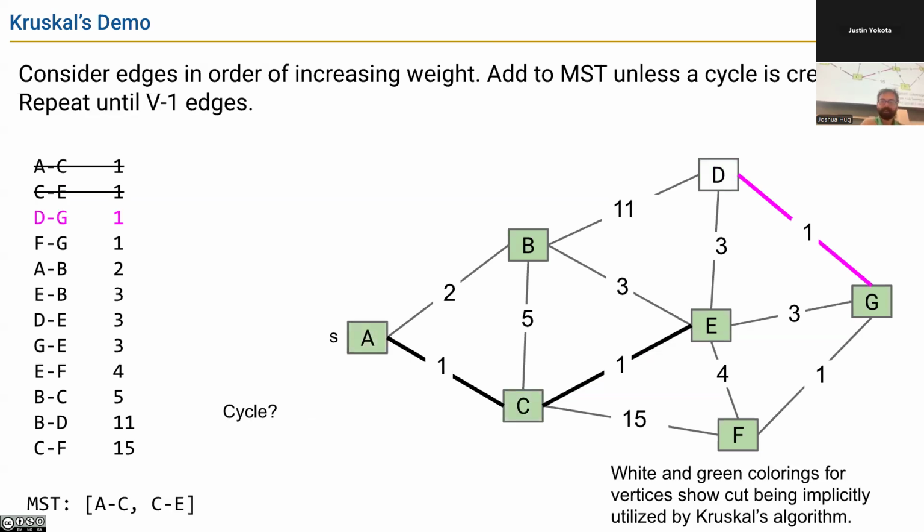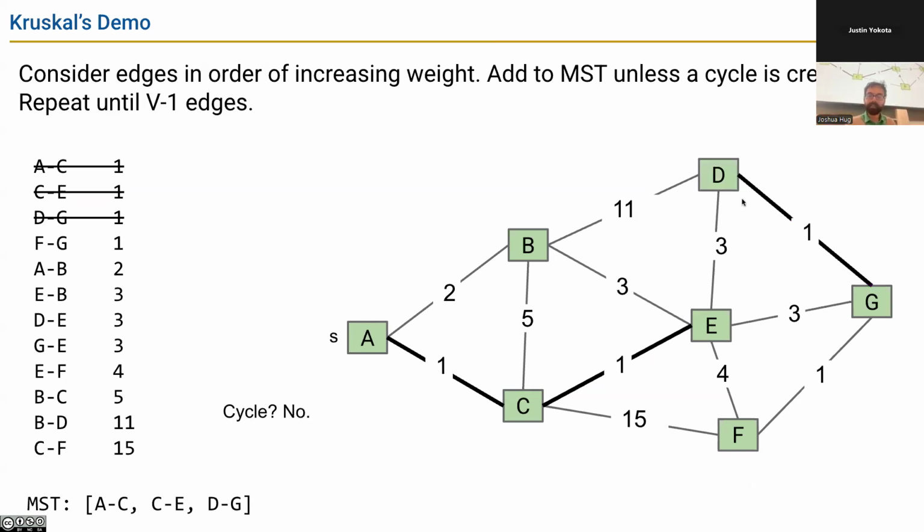I'll give you another one here. Why did I decide to make D white and G green here? So what property are we using to prove that the spanning tree we're building is correct? The cut property. So this is a cut that is consistent with my thinking so far.